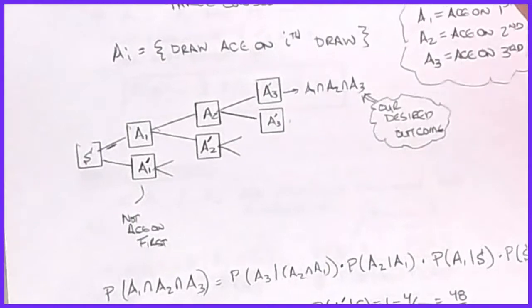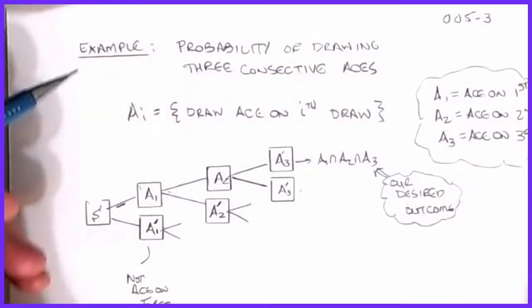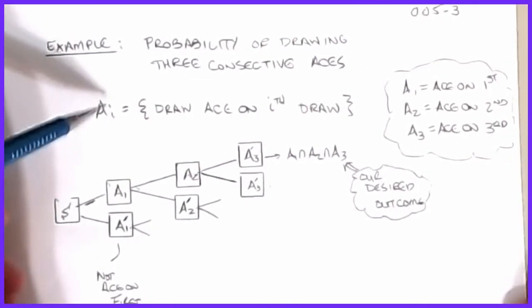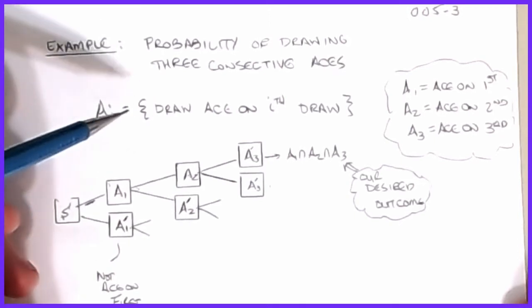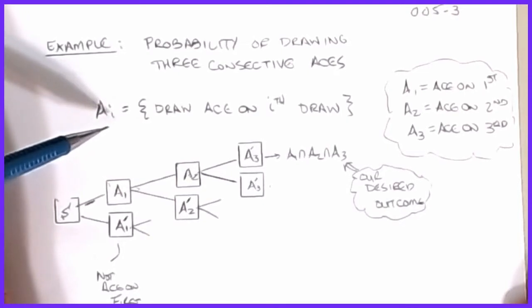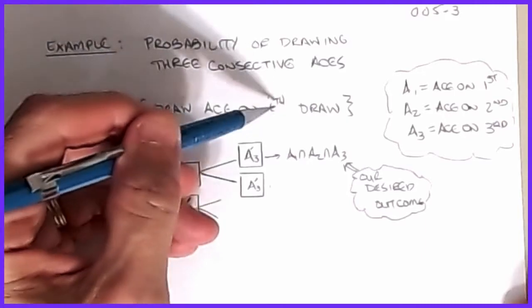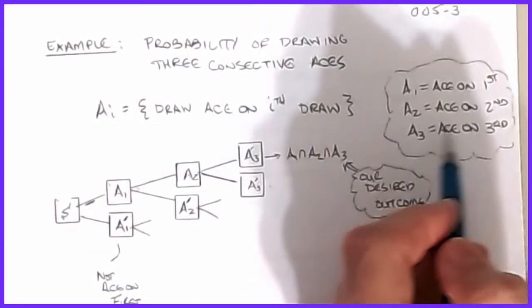One of the examples that we can look at is, what's the probability of drawing 3 consecutive aces out of a fair deck of cards? We're going to define our event Ai, where i is the pull. So we're going to do 3 pulls in a row. The first pull would be A1, the second pull would be A2, and so forth. We're going to draw an ace on the ith draw. So A1 is on the first, A2 is on the second, A3 is on the third.